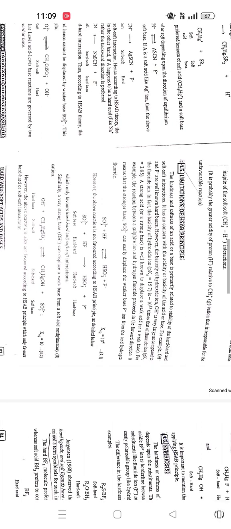Article 4.5 Limitations of hard and soft acid and base principle. The hardness and softness of an acid or base is primarily related to stability of the hard and soft interactions. It has no concern with the acidity or basicity of the acid or base. For example, OH⁻ and F⁻ are well-known hard bases. However, the basicity of hydroxide ion is very large as compared to the fluoride ion. In fact, the basicity of hydroxide ion is nearly 10¹³ times that of fluoride ion. A strong acid is well known to displace a weak acid.